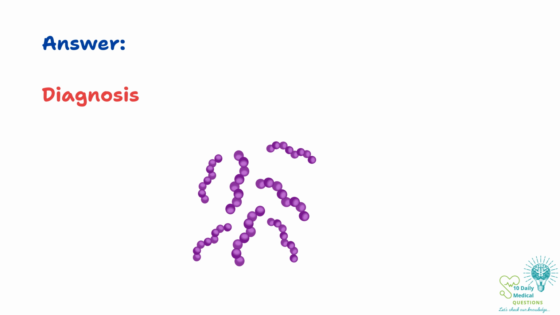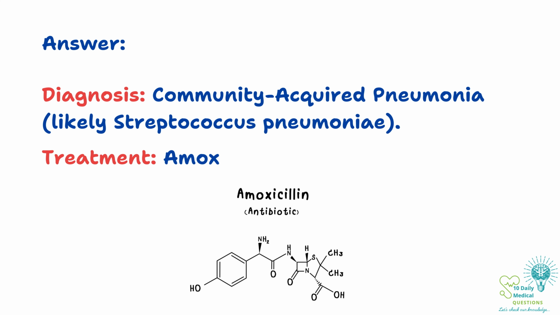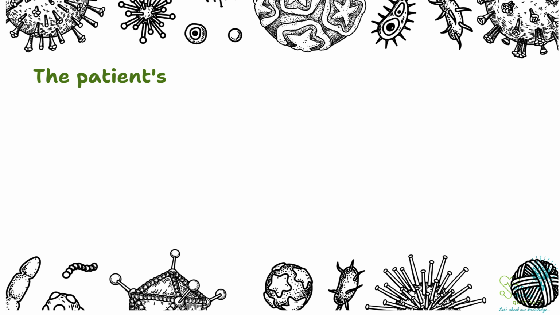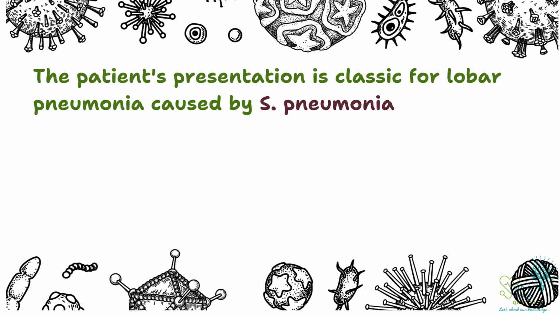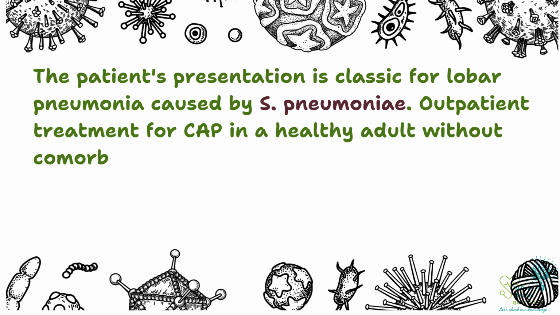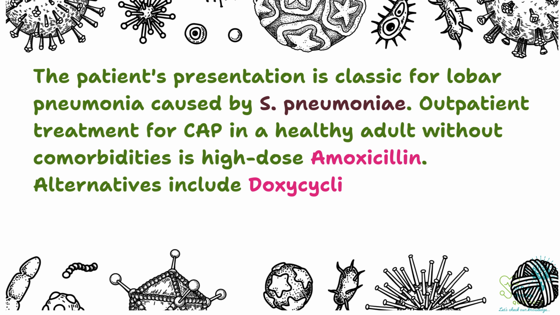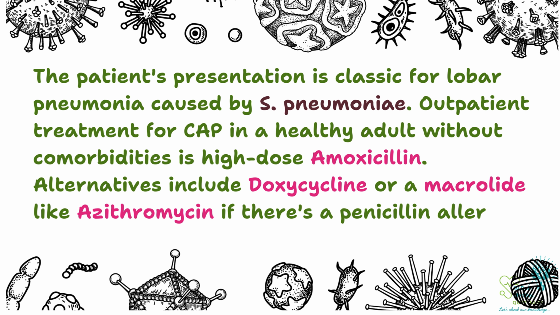Answer. Diagnosis: community acquired pneumonia, likely Streptococcus pneumoniae. Treatment: amoxicillin 1 gram 3 times daily for 5 to 7 days. The patient's presentation is classic for lobar pneumonia caused by Streptococcus pneumoniae. Outpatient treatment for CAP in a healthy adult without comorbidities is high-dose amoxicillin. Alternatives include doxycycline or a macrolide like azithromycin if there's a penicillin allergy.